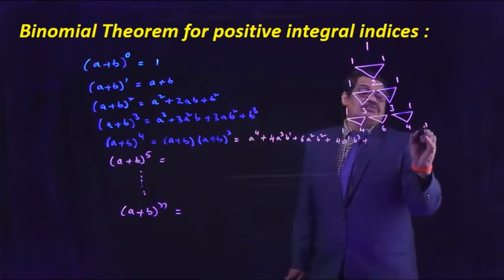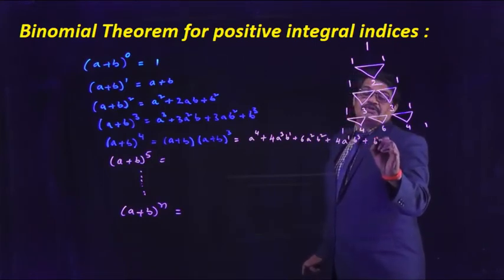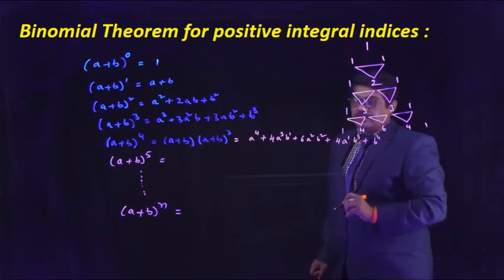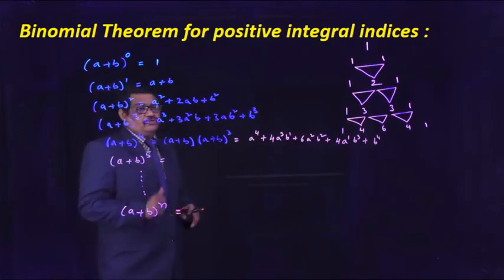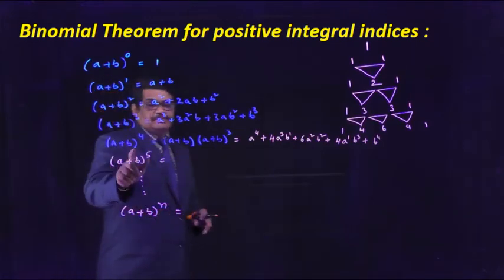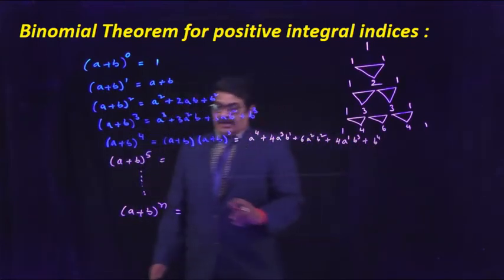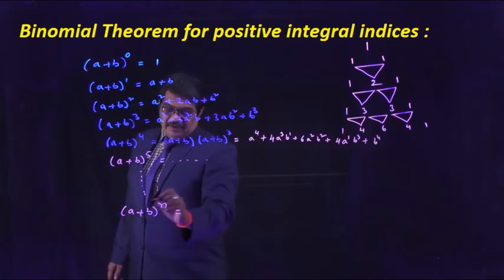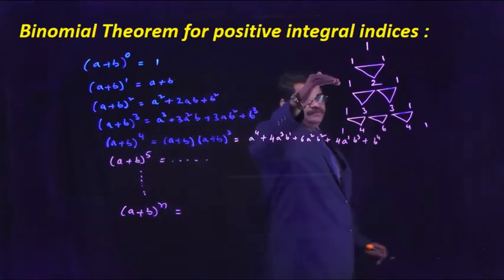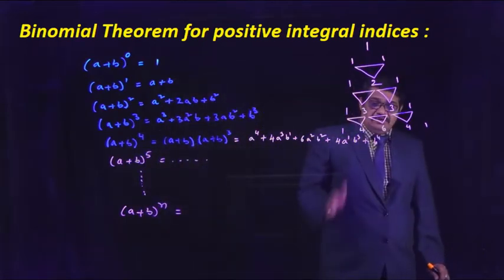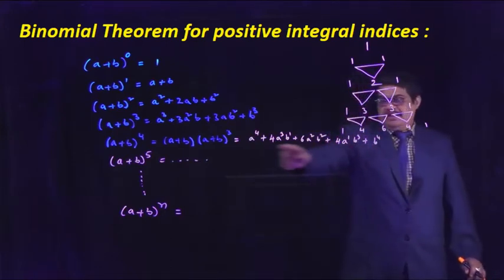Next, the last term coefficient is 1. The first term power is 0 and the second term has the highest index, that is B power 4. So this is the expansion of (A plus B) whole to the power of 4. In this manner, we are writing (A plus B) whole to the power of n. In the previous classes, you have learned this is the Pascal triangle. For this Pascal triangle, we are writing the coefficients here.